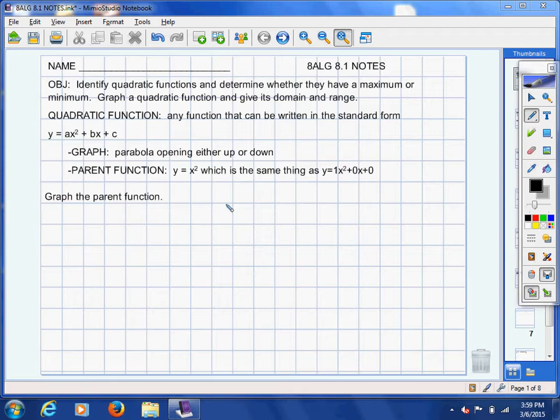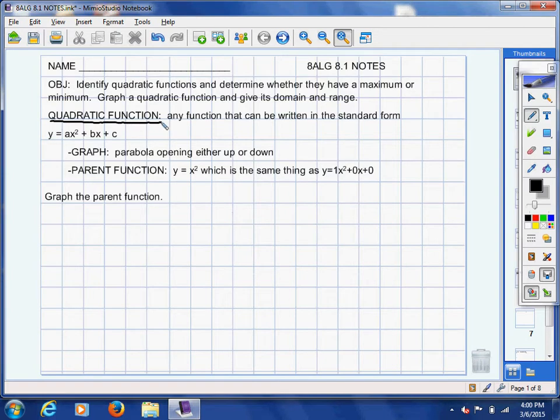Our goal in this section is to identify quadratic functions, determine whether they have a maximum or a minimum, and then we're going to learn how to graph a quadratic function and give its domain and range. We're not going to do all of that in this first example. We're going to do just a little bit of that. Now, let's get to some definitions.